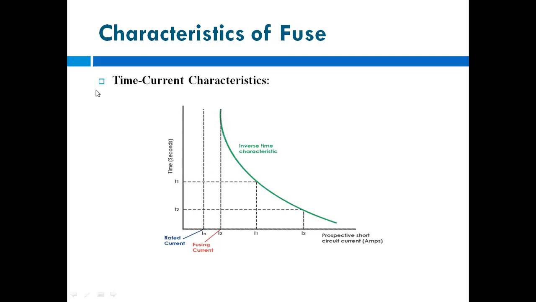Now here you can see in this time current characteristic, as the current value increases, means if any fault is occurring and the current flowing through the circuit increases, then the time required for melting of the fuse element decreases. This characteristic is shown here, and it is the inverse time current characteristic.